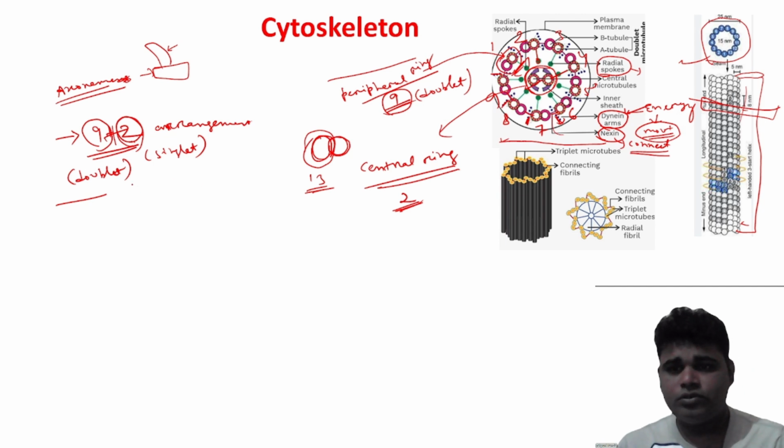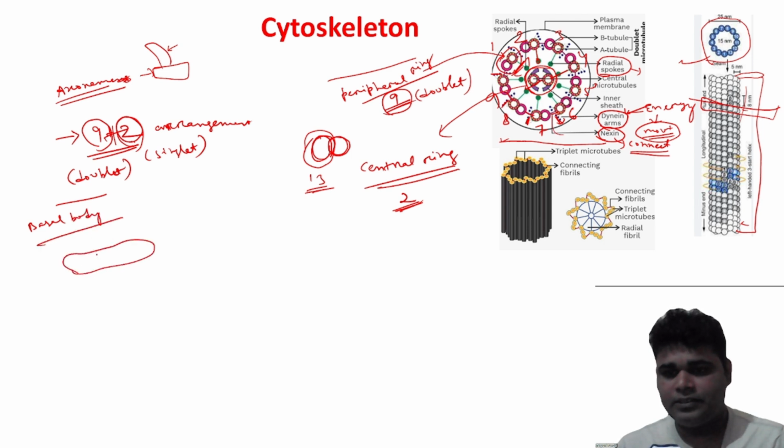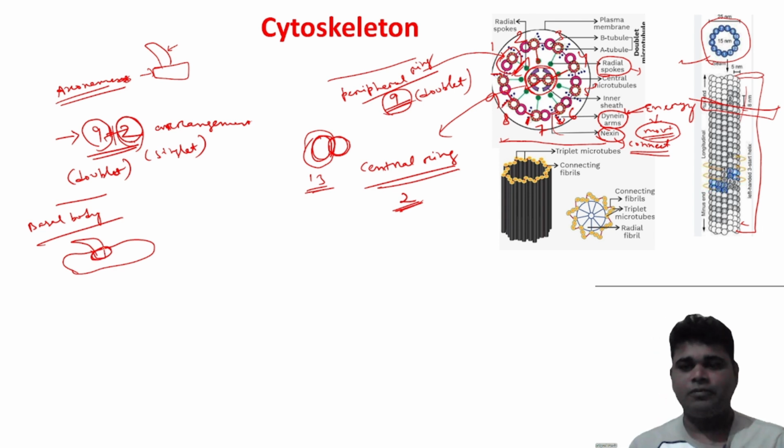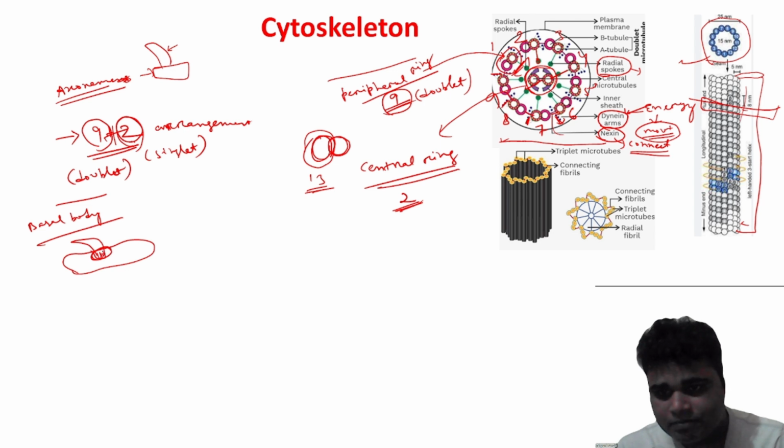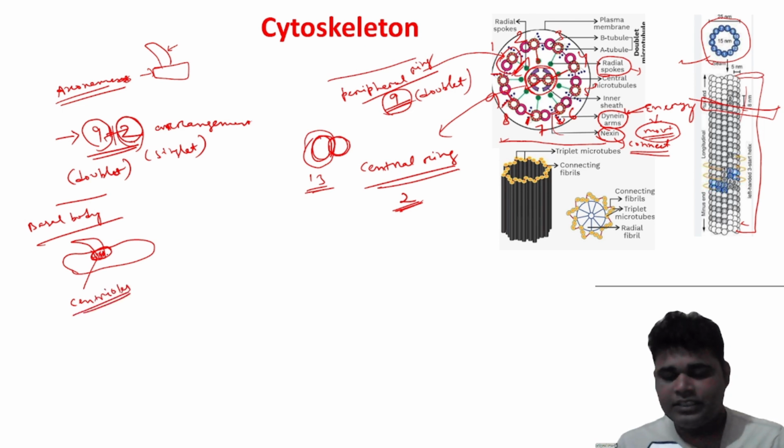Now come to another structure, called the basal body. For example, this is the paramecium, this is the cilia structure, and inside the body, in the cytoplasm, the centrioles are present. In the basal body, the centrioles form the cilia and the flagella, and the process is called ciliogenesis. So what is ciliogenesis?